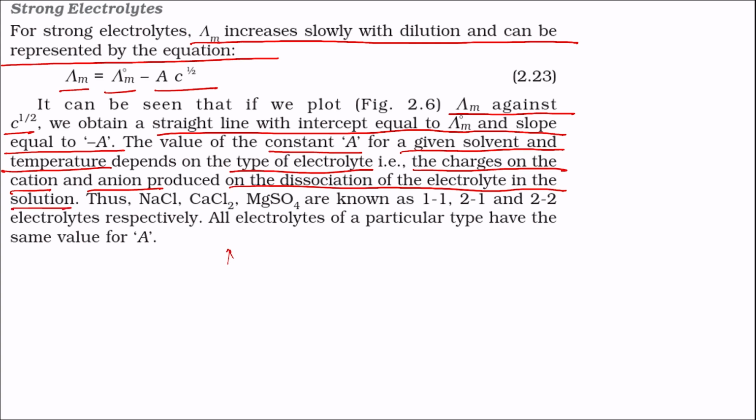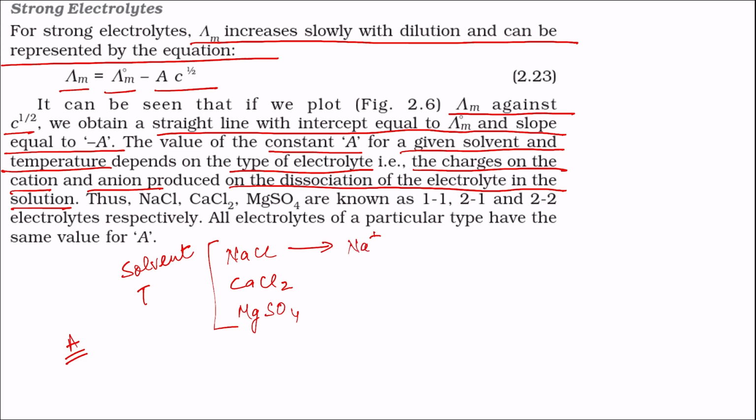For example, NaCl, CaCl2, MgSO4. For these electrolytes, if the solvent is the same and the temperature is the same, then the value of A for these electrolytes will depend upon the charges on the cation and anion produced on the dissociation of these electrolytes. For example, NaCl dissociates to give Na plus and Cl minus ions. Charge on cation is +1, charge on anion is -1. So what kind of electrolyte is it? It is a 1-1, or 1,1 type electrolyte.